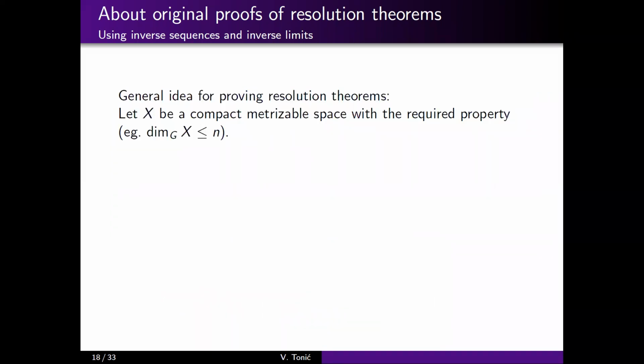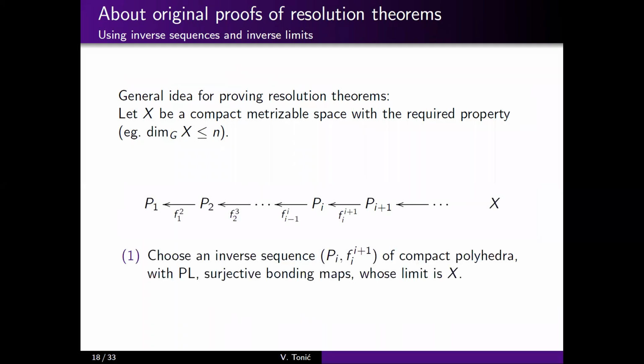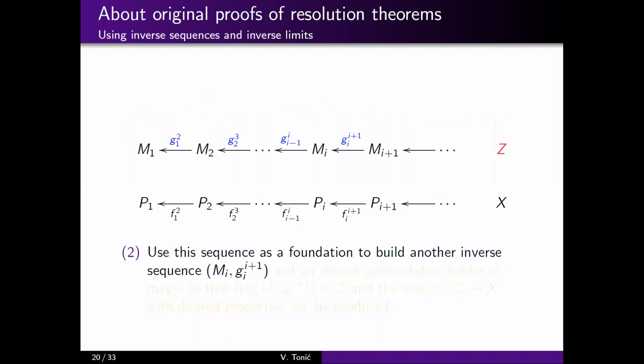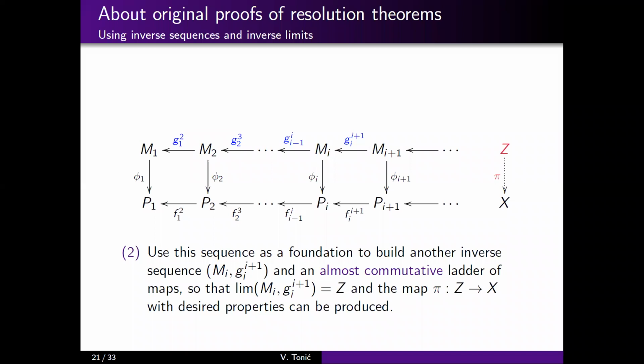Okay, now let me tell you a little bit about the general idea of proving resolution theorems in the original form. So you start with a compact metrizable space X, which has some required property, dim_G X less than or equal to n, for whichever G. You choose an inverse sequence of compact polyhedra whose limit is X with maps nice enough. And now your goal is to use this inverse sequence as a foundation, in some sense, as a source, to build another inverse sequence above it, let's say it's above for the sake of this picture, together with an almost commutative ladder of maps.